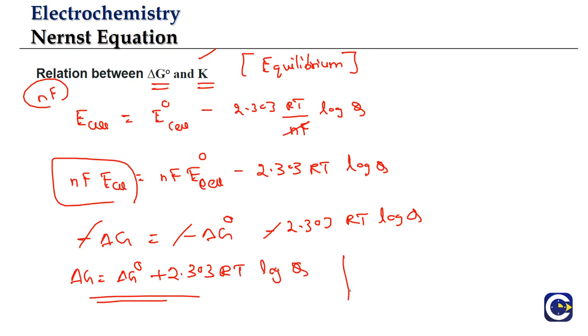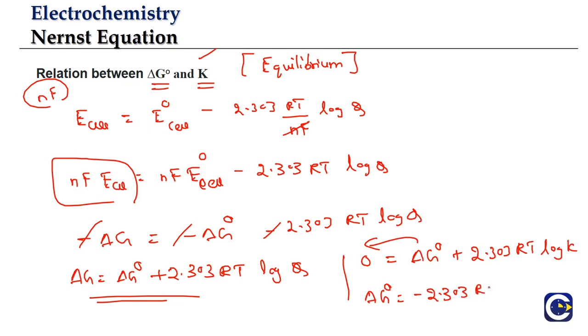If we reach equilibrium, the del G value will be 0, because whenever you have a phenomenon at equilibrium, delta G will be 0. So if delta G is 0, then we have del G naught plus 2.303 RT log Q, where Q will become K, because at equilibrium the reaction quotient is equal to K. Bringing it to the LHS, del G naught will be minus 2.303 RT log K. So this is the relation between delta G naught and the equilibrium constant K.